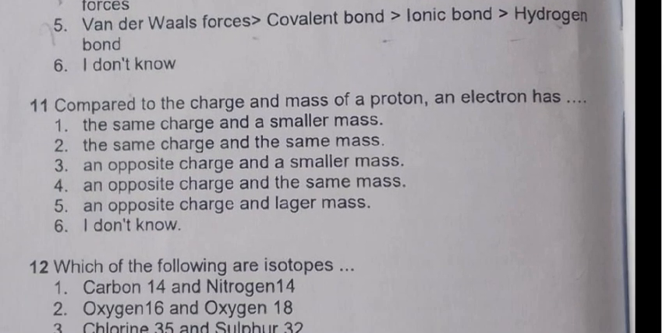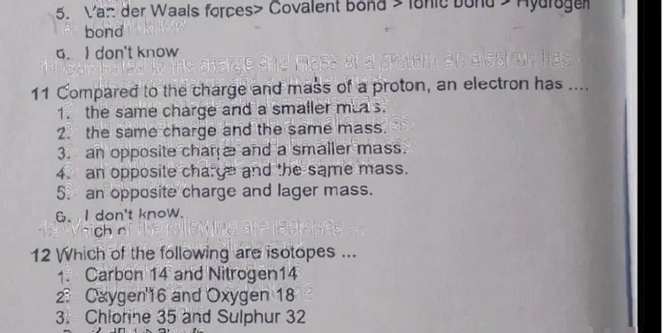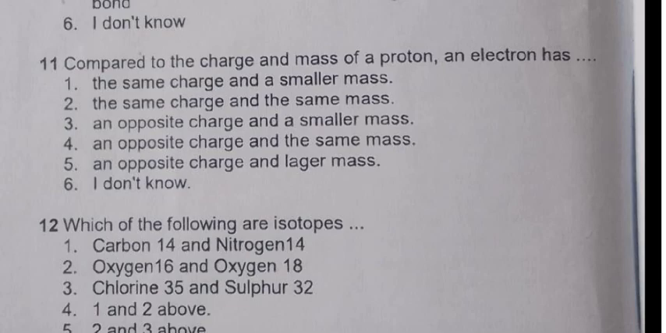So let's go to question 11. Question 11 says, compared to the charge and mass of a proton, an electron has... So a proton is denser than an electron. That's why you have most of the mass being contributed by the nucleus. So the first option says the same charge and a smaller mass. So this is not true. Protons are positive, electrons are negative. So let's go to 2. The same charge and the same mass. So this is not true.